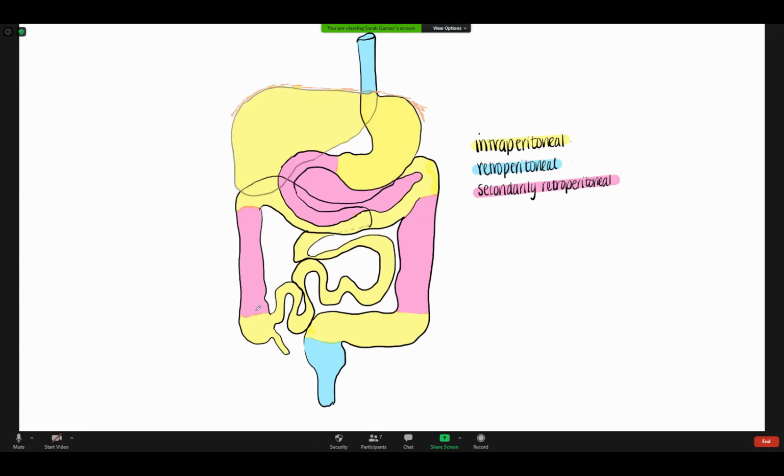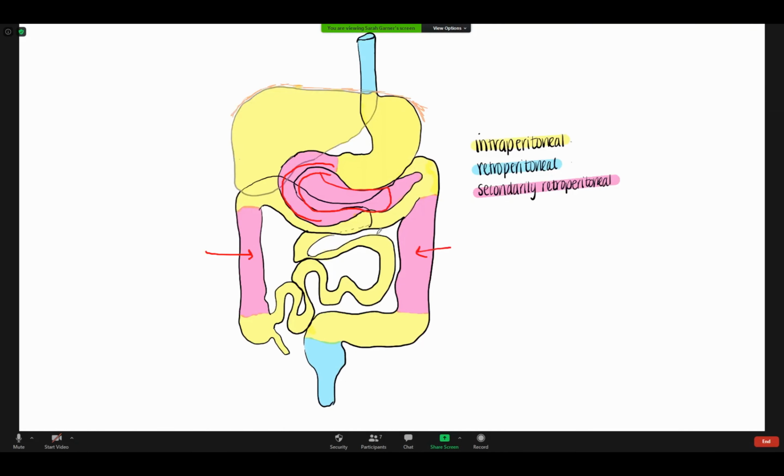So this kind of shows that. Everything that we talked about is intraperitoneal at first. And then we said the ascending and the descending colon are going to become secondarily retroperitoneal. So hopefully that makes sense at this point. But what else is colored pink here? What else am I highlighting as secondarily retroperitoneal? We have the duodenum here, and then we have the pancreas here.